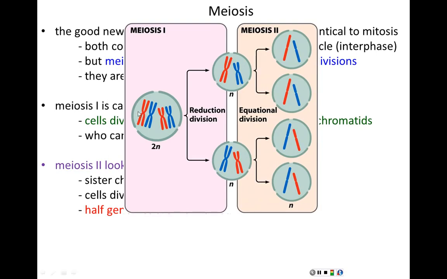Take a step back. How many chromosomes were in the initial cell? 4. How many in the new cells? 2 and 2. That's your reductive division. The number of chromosomes has been reduced by half.